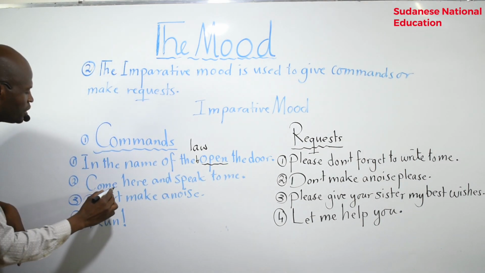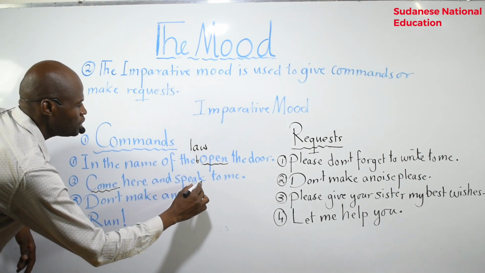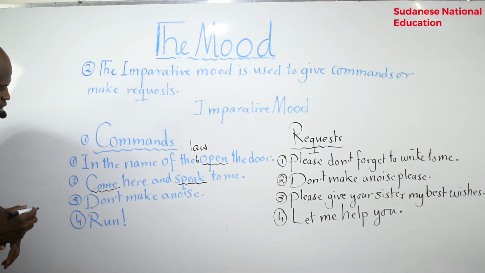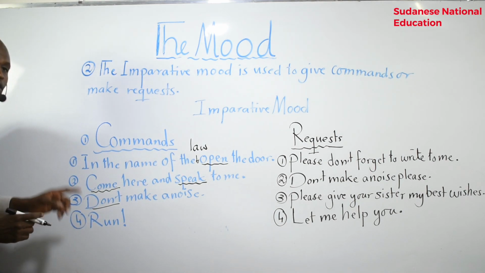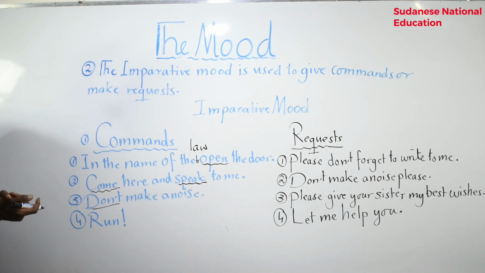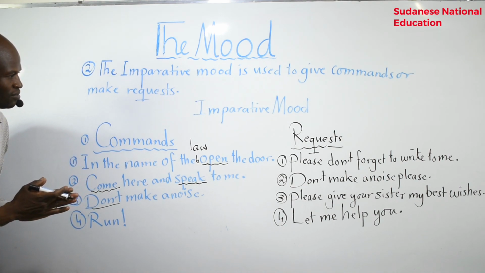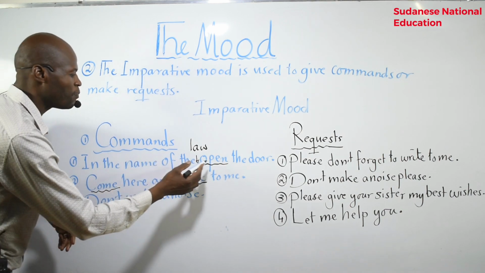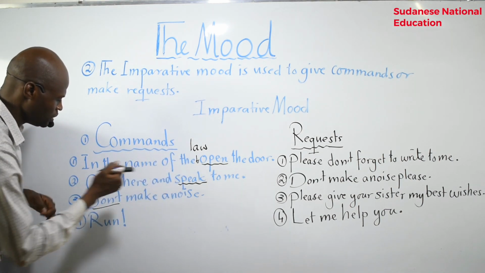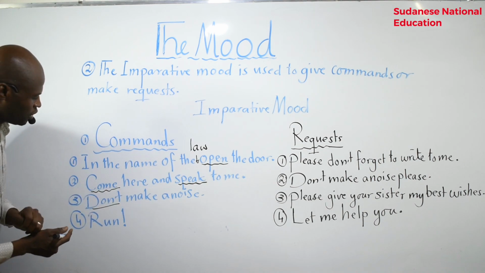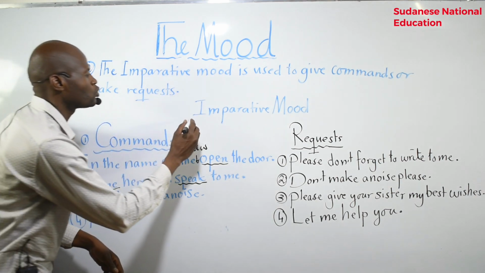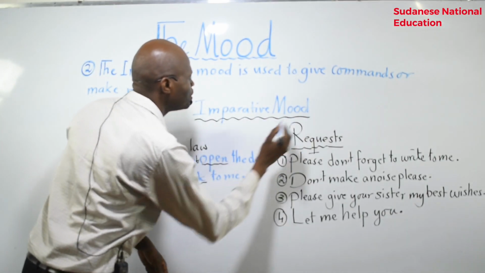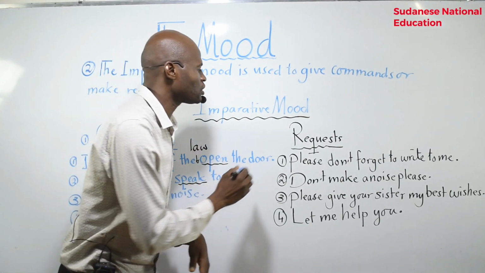Number two, come here and speak to me. Number three, don't make noise. And number four, run. So here in these sentences we find the verbs are in command, like open, like come, like speak, like don't make a noise, and run. So here the mood is imperative mood.